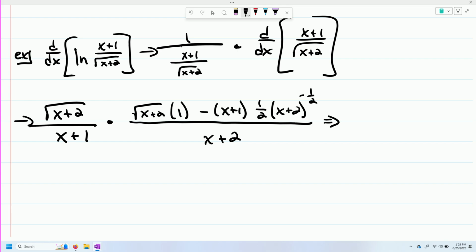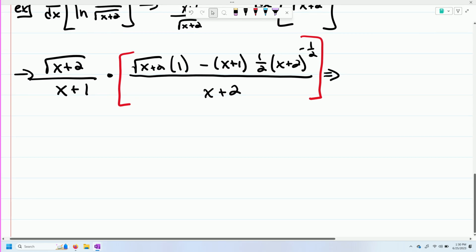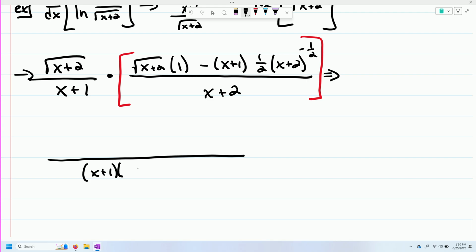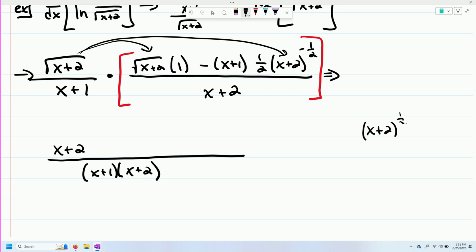We can kind of simplify this a little bit. So I'm going to clean this up a lot because we're going to put brackets around there, and we're going to go ahead and distribute. So in our denominator, we get x plus 1 times x plus 2. In the numerator, when I distribute there, I get x plus 2. And then when I distribute all the way over here, I'm going to write it off to the right. So it's x plus 2 to the 1/2 power times x plus 2 to the negative 1/2 power.